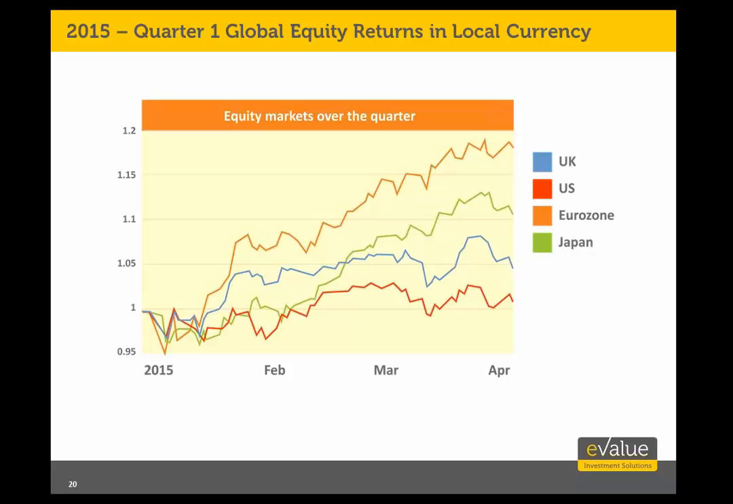Japan produced good returns over the quarter. Emerging markets, I think, were probably best described as disappointing. And Asia Pacific ex-Japan were somewhere in between.